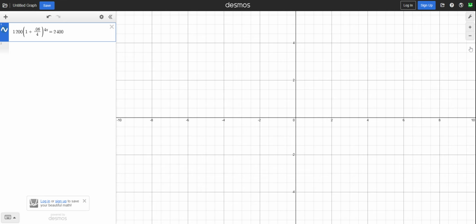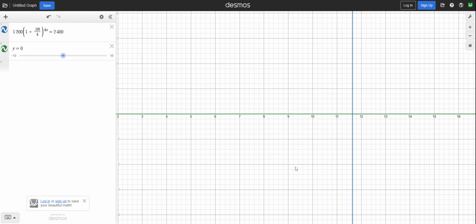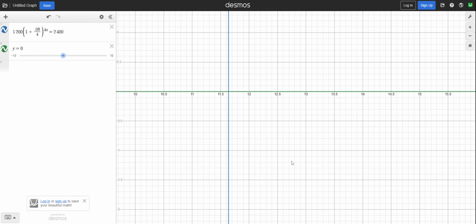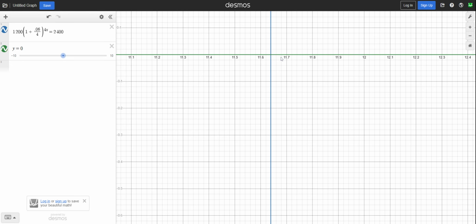I'm going to hit home. I'm also going to hit y equals 0, because it's not going to allow us to click on this. Go to the right until you find it, and then scroll in. 11.639.